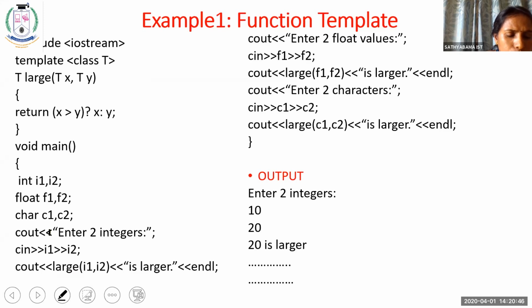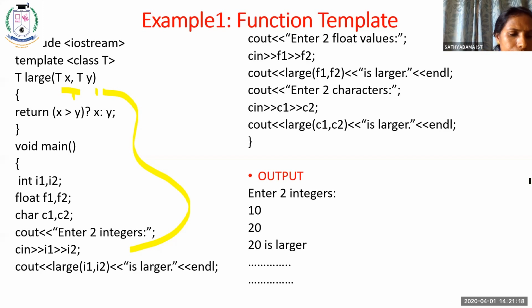So large of I1, I2, what will happen whenever you call the function? Control will get back to the respective function body. Now the I1 can be received by X and I2 can be received by Y. What value are you passing? Integer values. So I1 is an integer and I2 is an integer. Now this T will act as an integer. You understood? That is what we saw in the last program also.